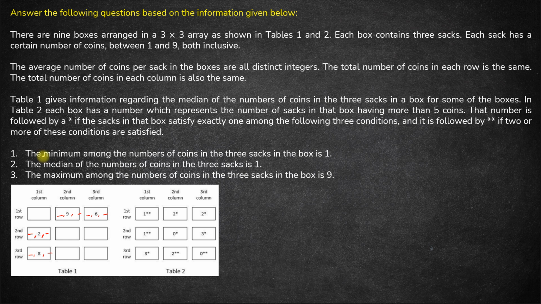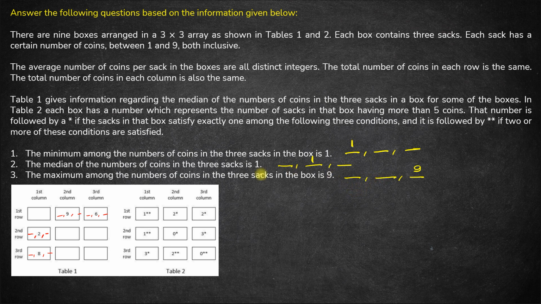The first condition is that the minimum among the number of coins in the 3 sacks in the box is 1. Okay, of the 3 sacks, the minimum is 1. So of the 3 sacks, the least number of coins will be 1. Here it says the median of the number of coins in the 3 sacks is 1. Okay, so median will be 1. This is the second point. And the third point, the maximum among the number of coins in the 3 sacks in the box is 9. Okay, so the maximum is 9. That's what it is, right?